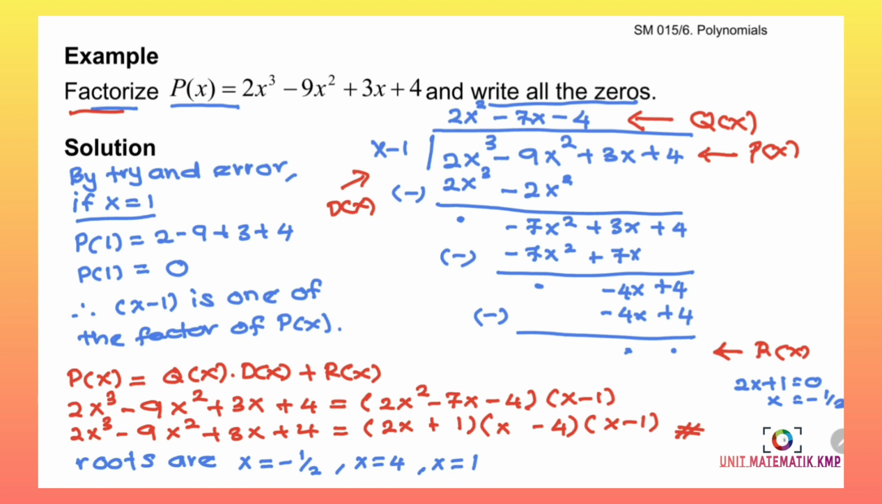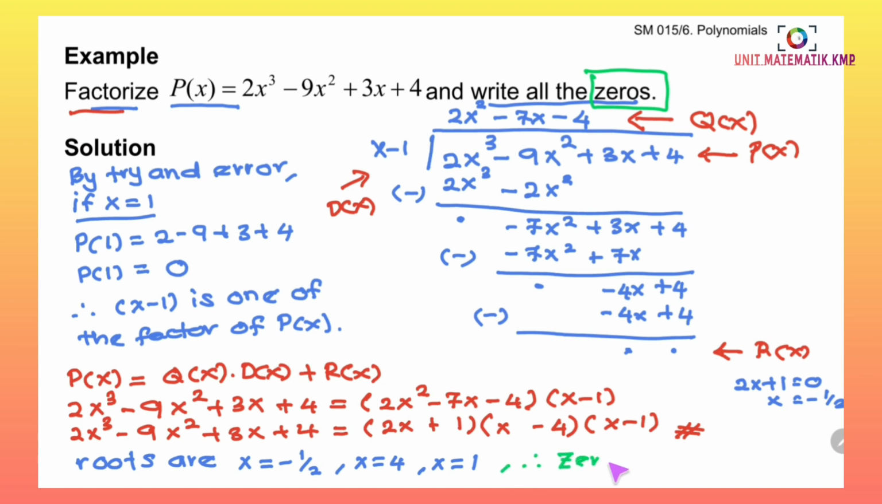But remember, we want to find zeros, not roots. So rewrite what is zeros. Therefore zeros are the number only, without x. So our answer should be: zeros are -1/2, 4, and 1. This is our final answer.